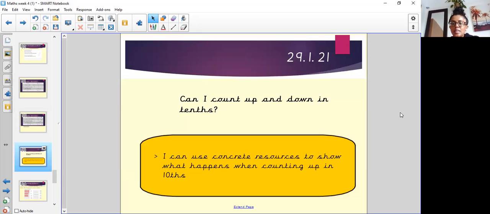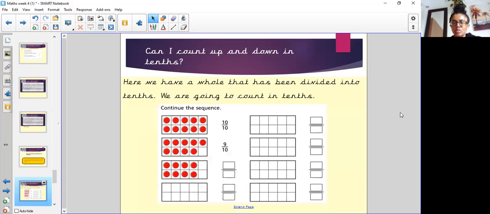Fantastic. Can I count up and down in tenths? That is our learning objective for today. So in yesterday's lesson, we did look at tenths of numbers, and it was kind of like number bonds to 10, finding out what 2 numbers or what 3 numbers make us get to number 10 as a whole in fractions. So here we have a whole that has been divided into tenths. We are going to count in tenths.